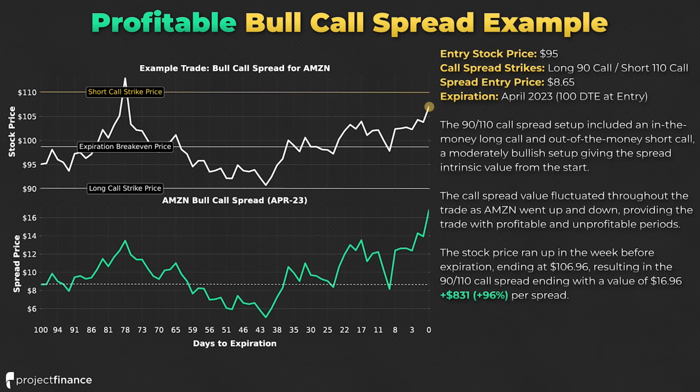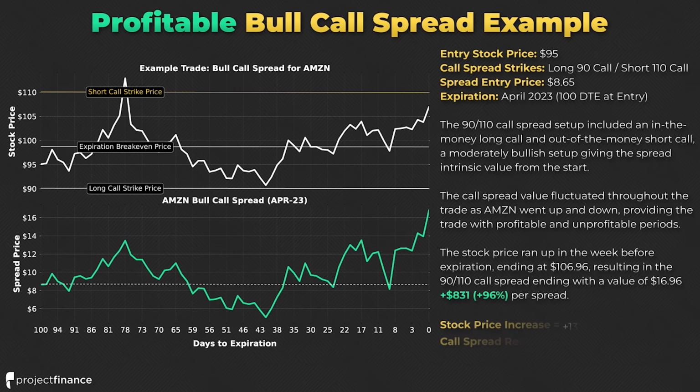Fortunately, at expiration, the stock price ran up in the week before expiration, ending at $106.96, resulting in the 90-110 call spread ending with a value of $16.96. And this means that the trade made $831 or a 96% return per spread.